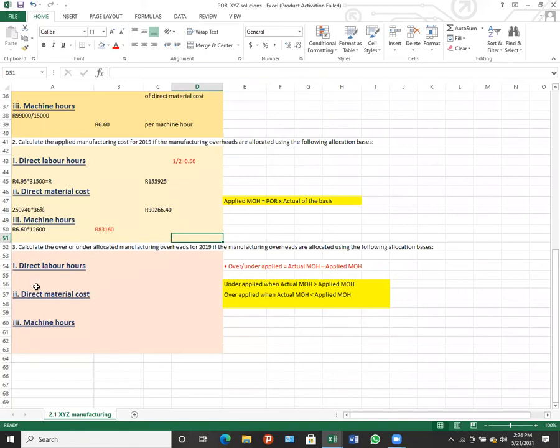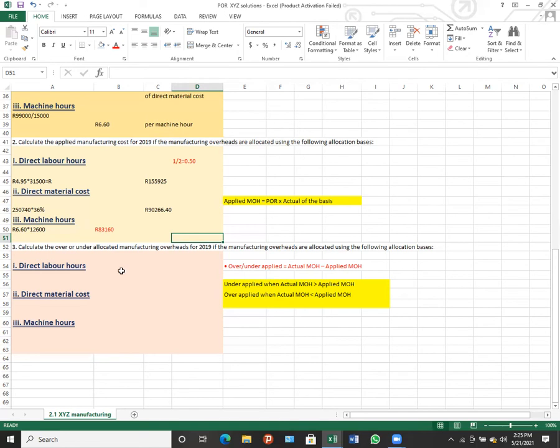I repeat again, guys. Whether you are under or over applied, these answers we get are the ones we are going to use to adjust our cost of sale. After doing this, we are going to do a revision where we calculate the cost statement where we get our cost of sale. And then we are going to adjust our cost of sale with what? With our over and under applied.